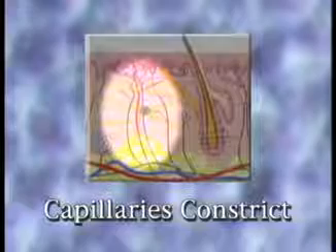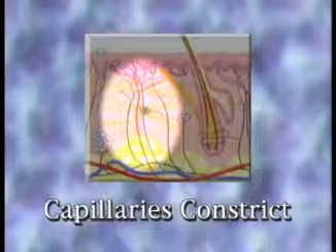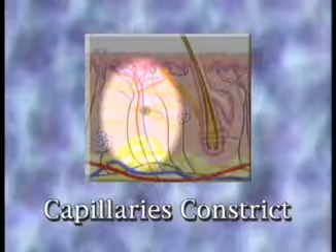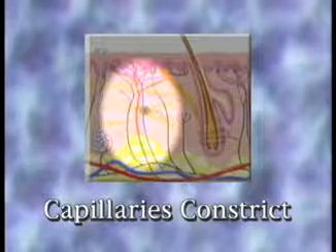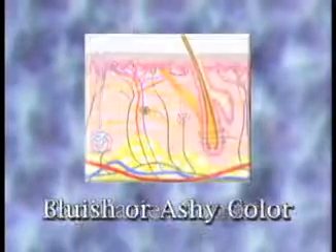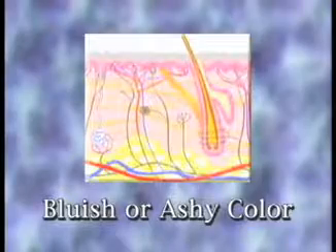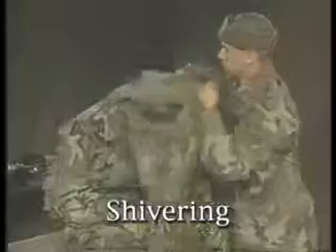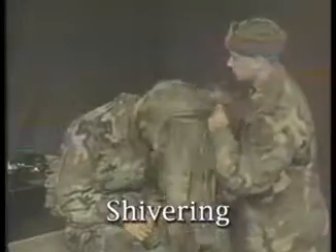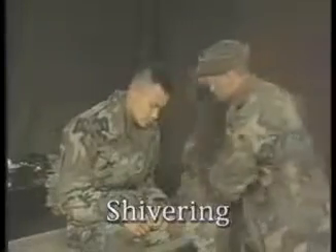Once body core temperature starts to drop, the body will begin to defend itself. Capillaries and smaller vessels near the surface of the skin will constrict to keep blood from coming in contact with the cooler skin. This gives the skin a bluish or ashy color. Shivering will usually be the next symptom. This is the body's attempt to produce heat through muscular contraction. At first, the shivering usually is mild. Then it progresses to a more violent form.